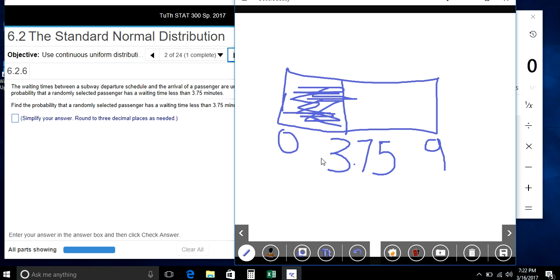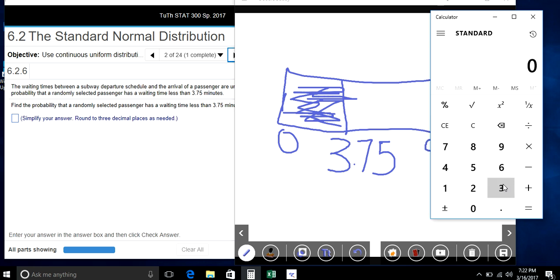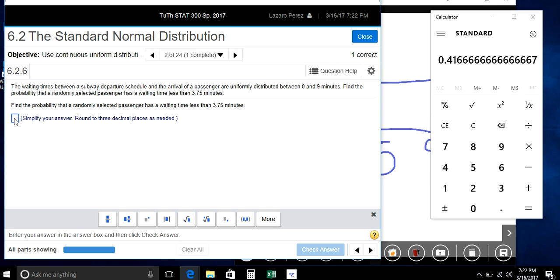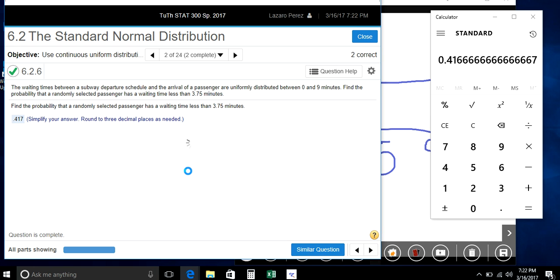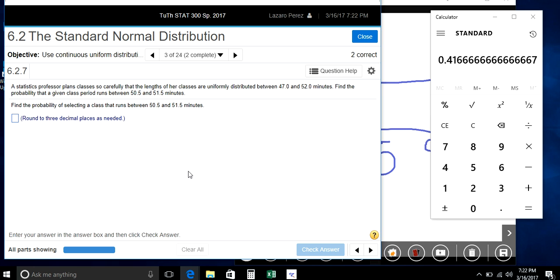So we know the difference from 0 to 3.75 is 3.75, so there's really no calculation there. We just want to do 3.75 divided by the total of 9. So let's go ahead and do it on the calculator. 3.75 divided by 9. All right, so 0.416, round to 3 decimals, that would be 0.417. Perfect.